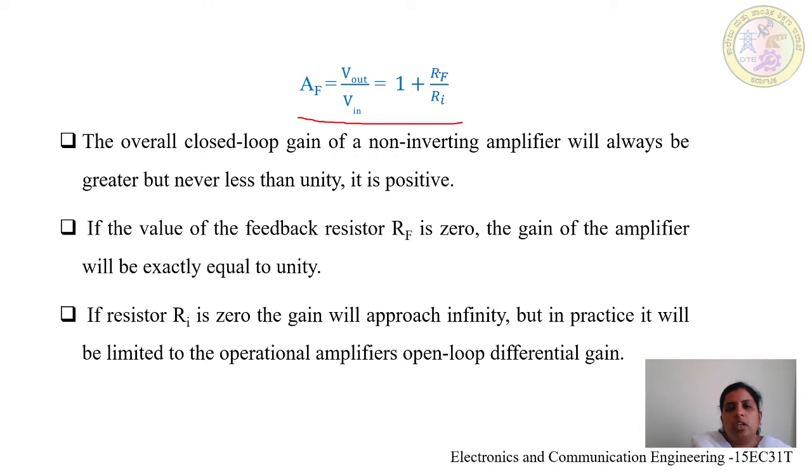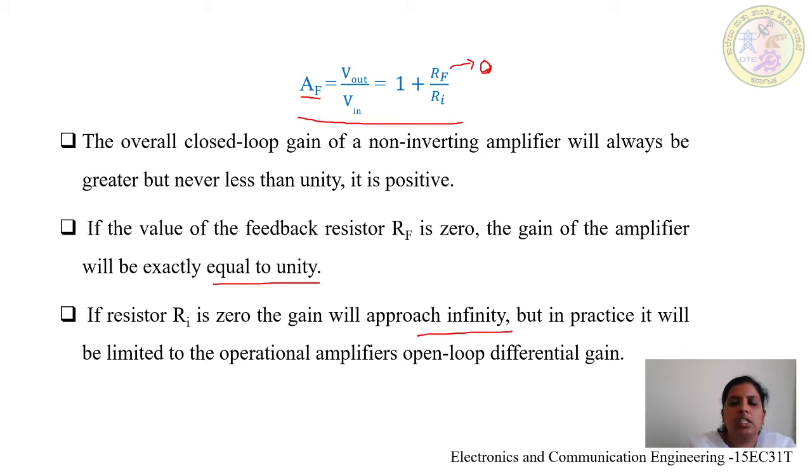If you see this, the voltage gain can never be less than unity. It will always be a positive thing. If the feedback resistor RF is 0, the voltage gain is exactly equal to unity. If Ri is equal to 0, the gain will approach infinity.